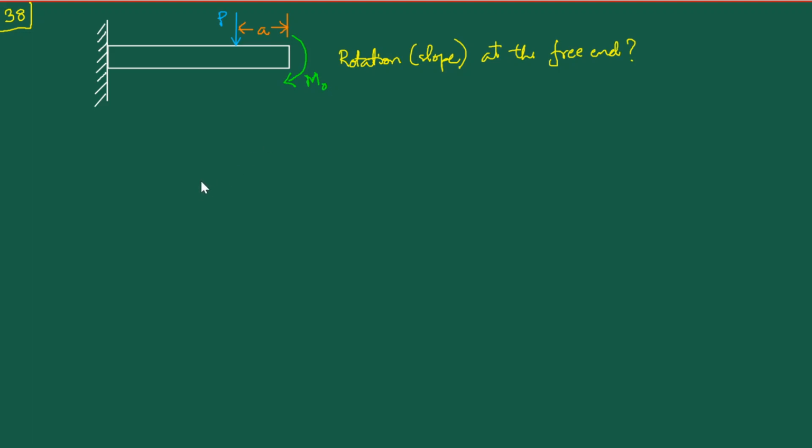This moment M naught, with the intention that after all our calculations are done, we are going to set this M naught equal to 0. Okay, so we are going to take this again, as before, we are going to take a cut section. And we note that just like before, we are going to take our x-axis from the right end like this.